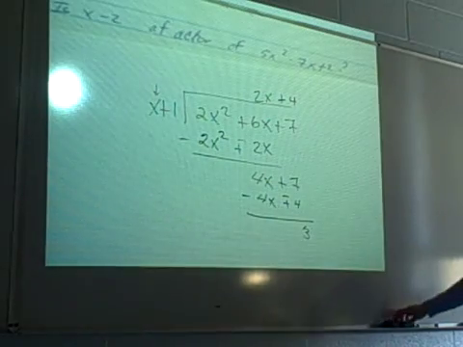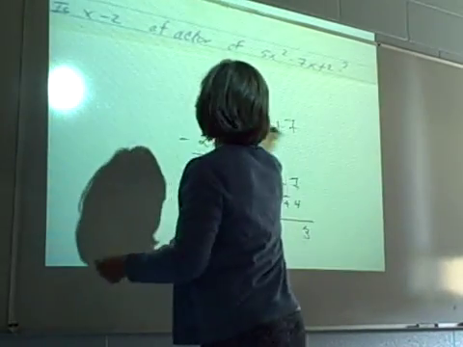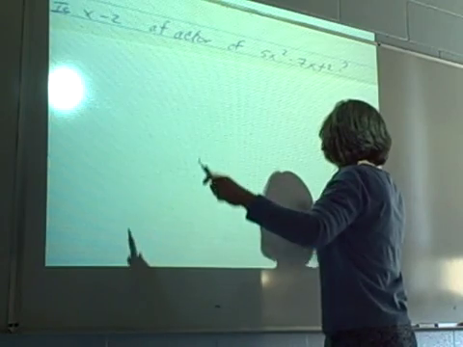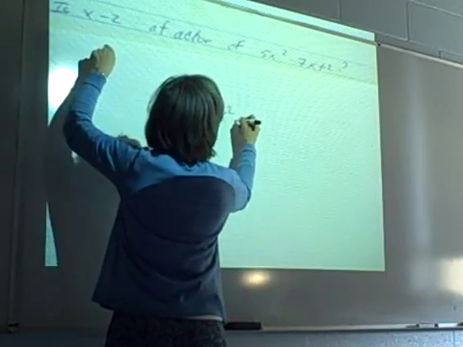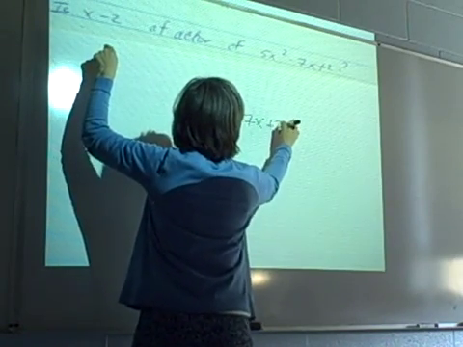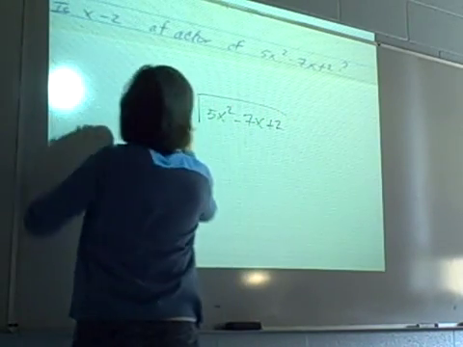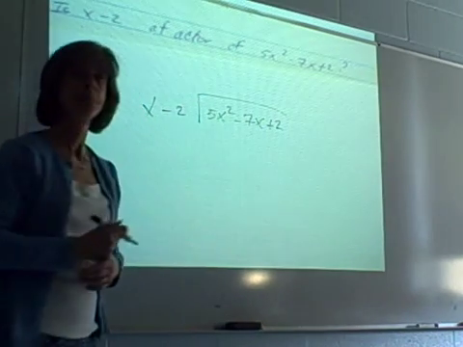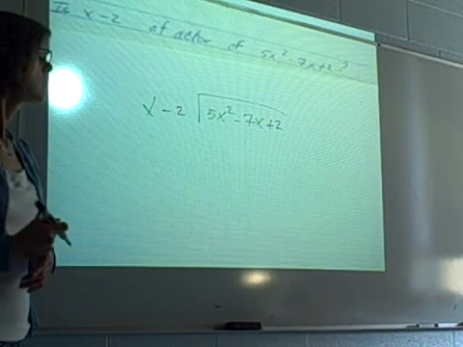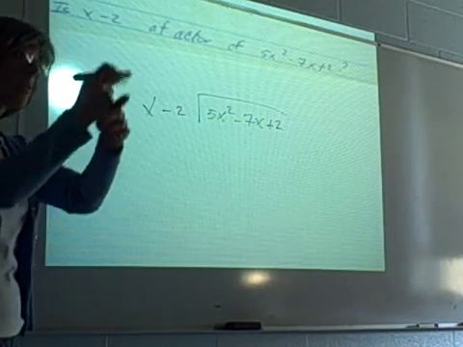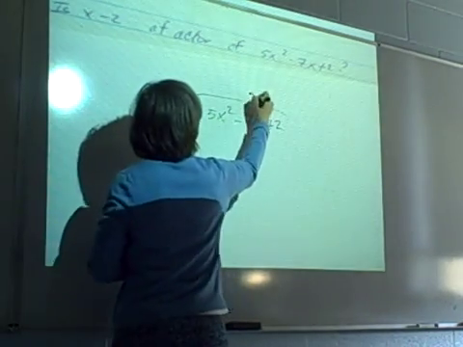So is x minus 2, sorry, x minus 2, a factor of 5x squared minus 7x plus 2? X minus 2. Okay, so we're gonna start with 5x, good.